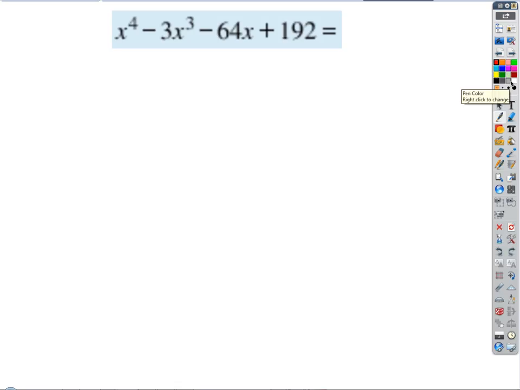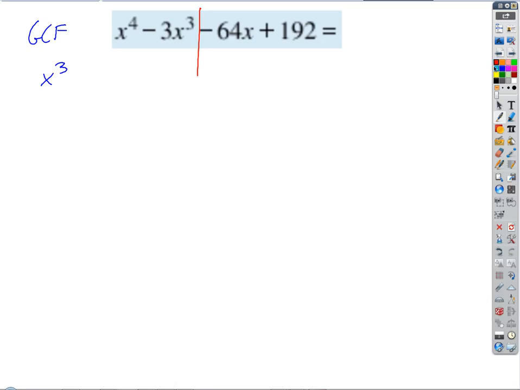So there's no greatest common factor, right? Everybody agree? Okay, so we'll split this thing into two groups. First group, what's the greatest common factor? X cubed. So there's my GCF.